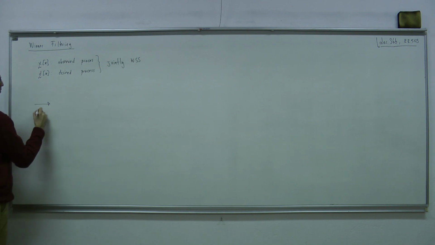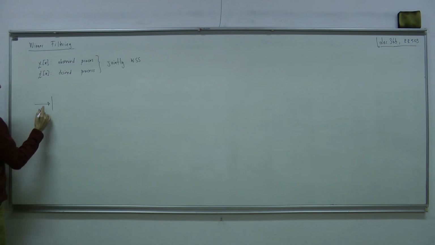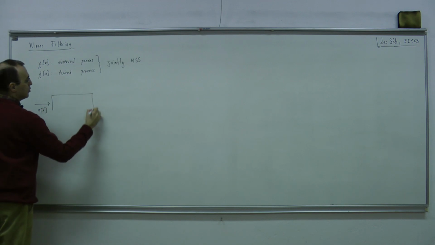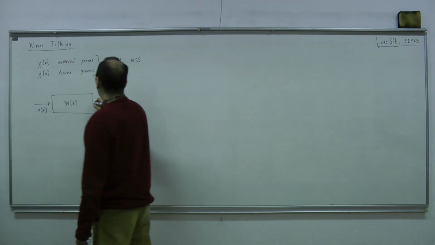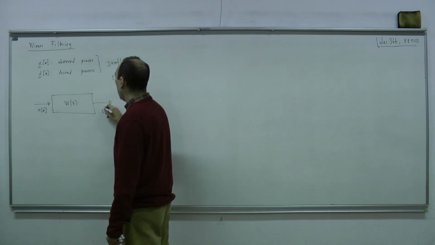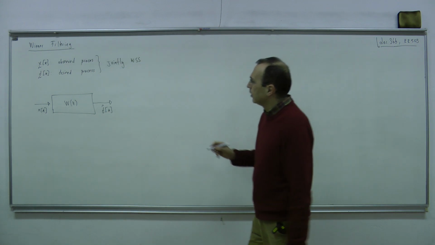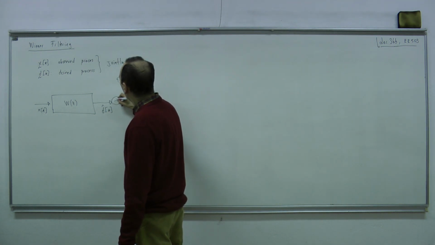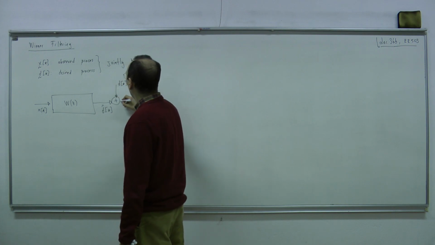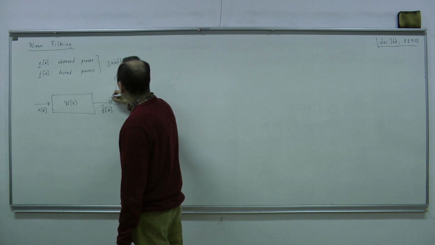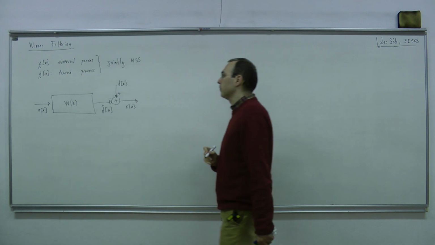So let me draw this. This is my X of n. Let me write this better then. X of n. So here is my filter. This is W of Z. It is producing an estimate of this desired process's nth sample. Okay? So let's say that hypothetically I have this desired process over here and plus minus, this is my E of n, error at time n.